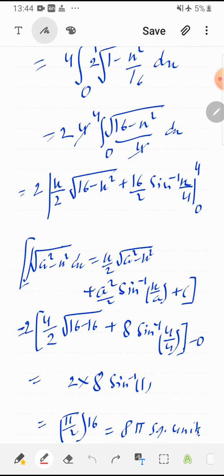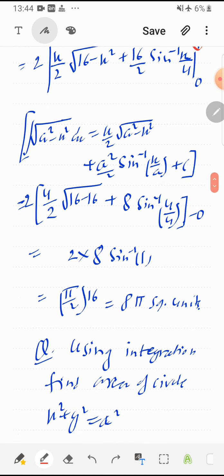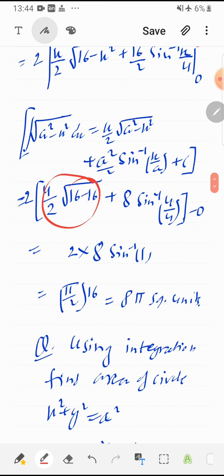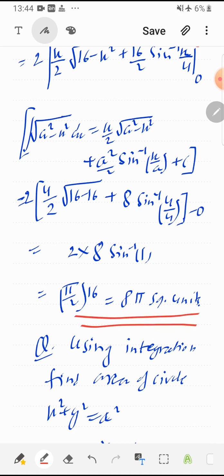When we put upper limit, obviously this will become 0, and it is sin inverse 4 by 4, which is 1, and lower limit is 0, so it's very simple, it will make everything 0. So it becomes 0 again. Sin inverse 1 is pi by 2. So after putting these values, it is 8 pi, which we calculated with the formula of mensuration.